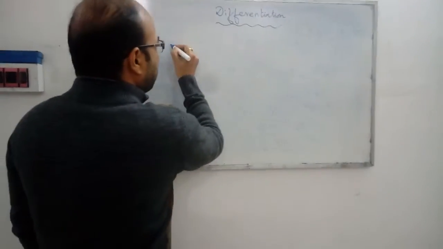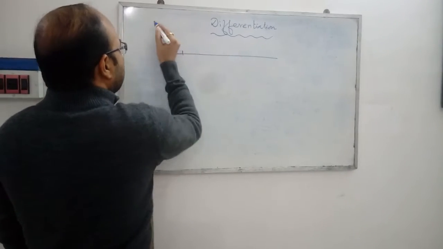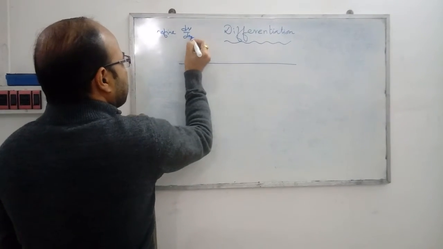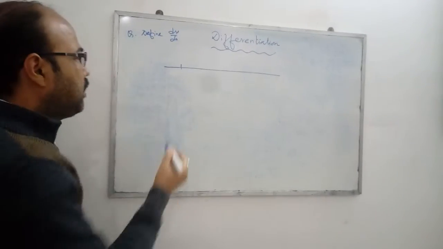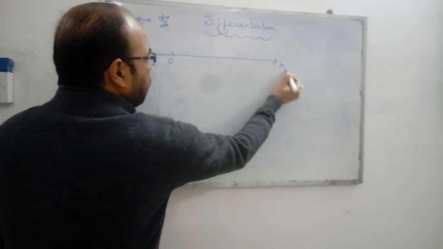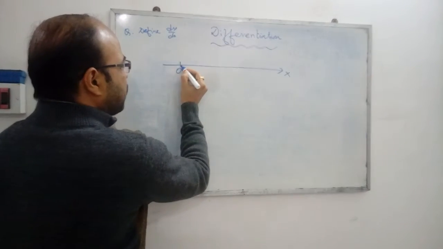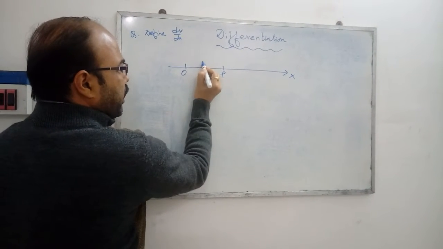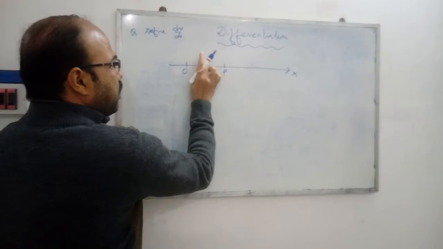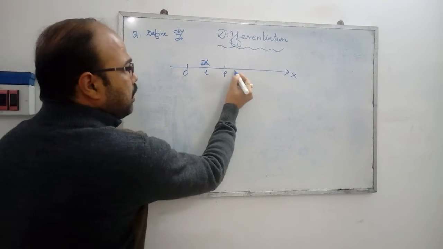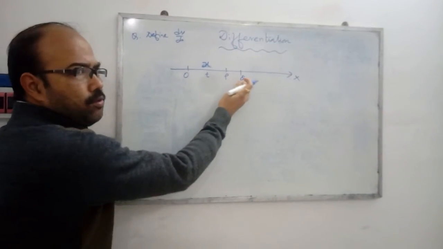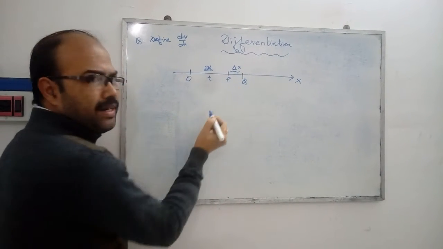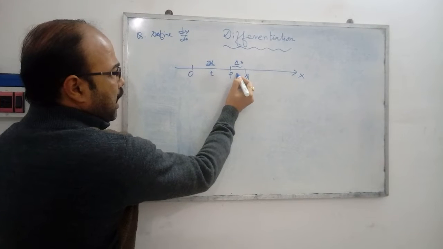What is differentiation? The first question is: define dy/dx. Let's start the answer. Let OX be the initial line. Let a particle move from O to P at time t, where OP is equal to x. Now let Q be a point very close to P, where PQ is denoted by delta x and the time is delta t.